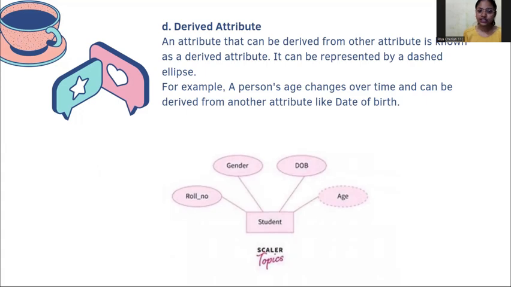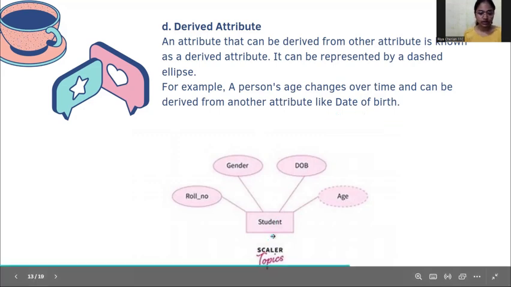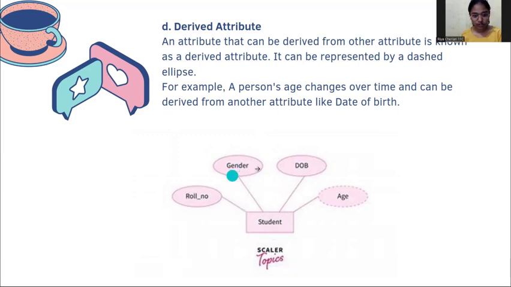Last but not the least, derived attribute. An attribute that can be derived from another attribute is termed as derived attribute. It is represented by a dashed ellipse. For example, a person's age changes over time and can be derived from another attribute like date of birth. Here, the student entity consists of roll number, gender, date of birth, and age as its attribute, and age is the derived attribute here.